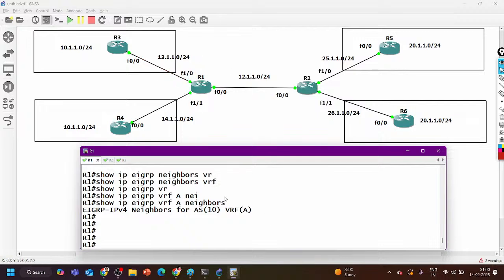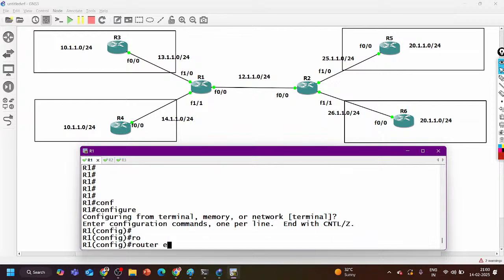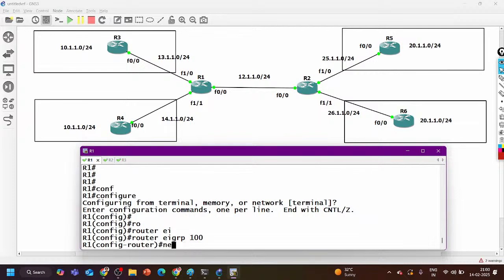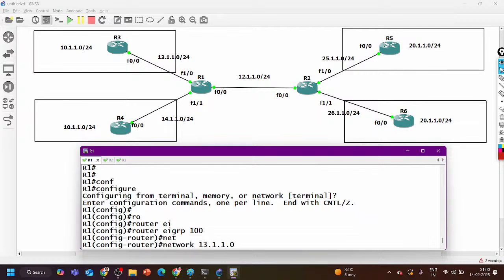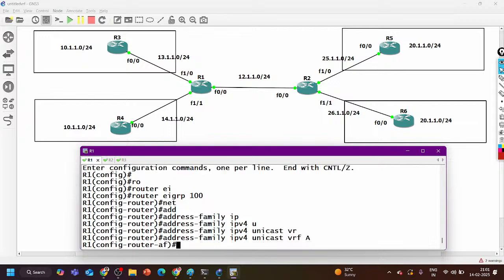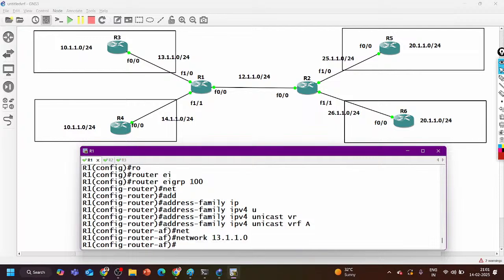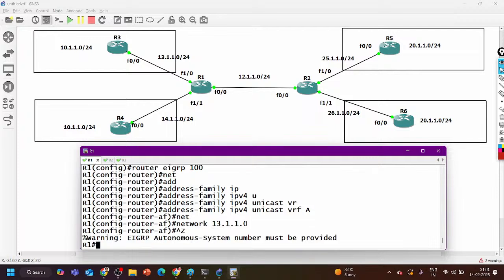In EIGRP, how are we enabling EIGRP on the interface? Through the network command, right? So do I use any network command on router number 1? No. Again, router EIGRP AS number 100, and if I run network 13.1.1.0, will it enable EIGRP on F1/0? Again, no. I have to run the network command for VRF A only. So address family IPv4 unicast VRF A, and here I will run network 13.1.1.0. This command will enable EIGRP on F1/0.